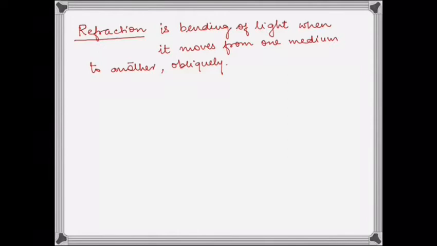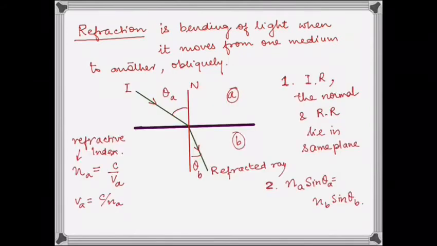In this video, we'll learn about refraction. It is defined as the bending of light when it moves from one medium to another, and that too obliquely. So when light moves from one medium to another, say there are two media, air and water, then instead of going straight, it bends. And this bending occurs when light moves obliquely, that means not perpendicularly.